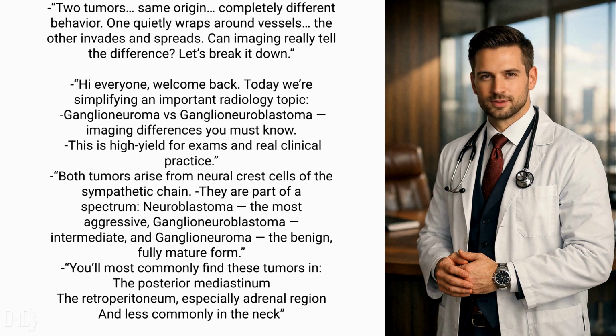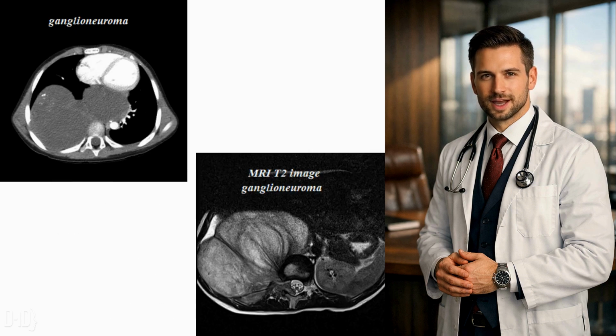Both tumors arise from neural crest cells of the sympathetic chain. They are part of a spectrum: neuroblastoma, the most aggressive; ganglioneuroblastoma, intermediate; and ganglioneuroma, the benign, fully mature form. You'll most commonly find these tumors in the posterior mediastinum, the retroperitoneum, especially the adrenal region, and less commonly in the neck.